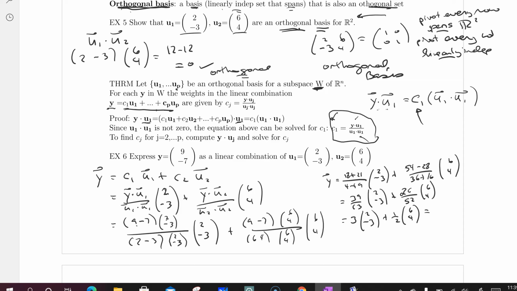Okay, so let's multiply these things in. So I get 6, negative 9, plus, let's multiply this in because I can, I get 3, 2. And if I add these vectors together, I get 9, negative 7. Oh my goodness, that's what Y is equal to, isn't it? So these were the two numbers, the C1 and the C2, that let me break up my vector Y into a linear combination of these two vectors.